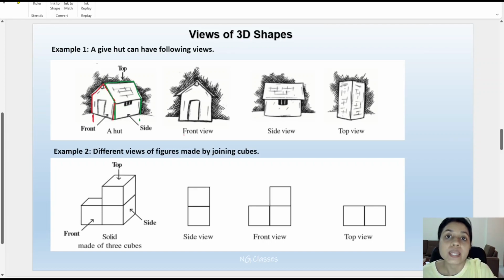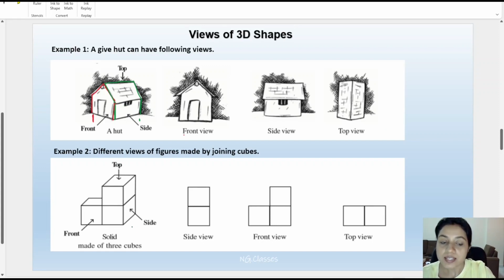Now suppose an airplane is going over the top of the hut. So we will be able to get only the top view of the hut. That means only this view, the top view, will be visible. Let's see the next example.